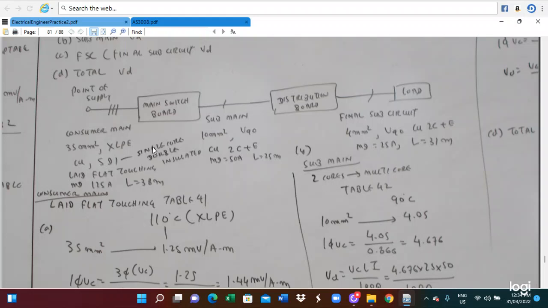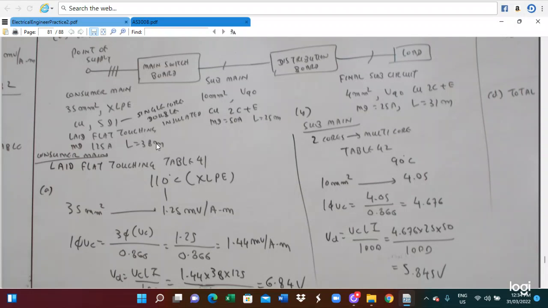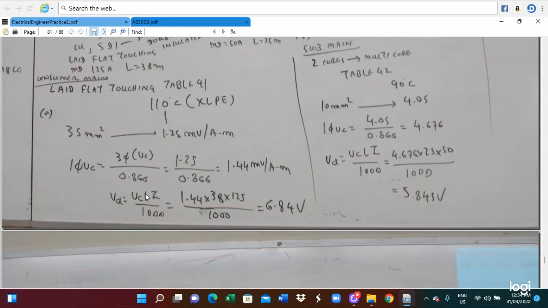Okay, so firstly we have to find out the voltage drop. To find the voltage drop, we have to use this formula: VD equal to VC L I divided by 1000. VC is the unit voltage drop, we have to find from tables 41 to 50. L is the length of the wire, and I is the maximum demand current. Those things you have to find out.